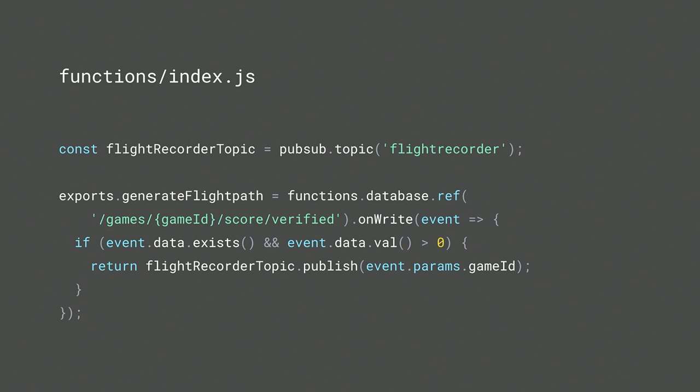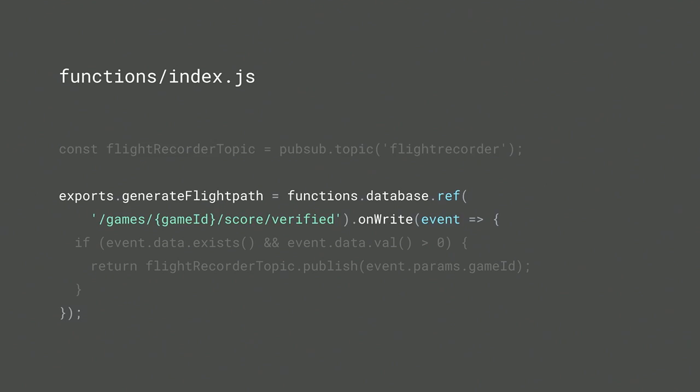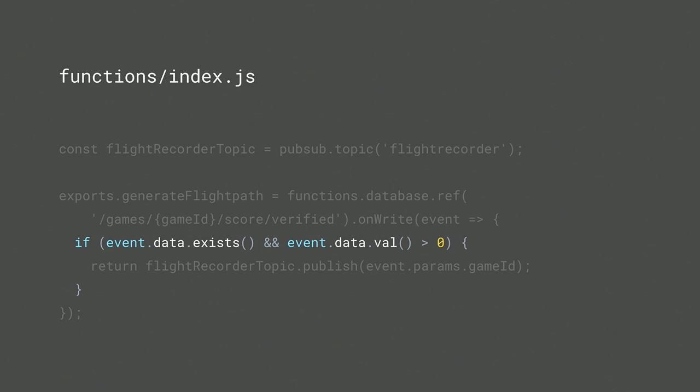And so we write the code. Again, like Alex did earlier, we start with a PubSub topic defined from the Google Cloud SDK. We have a database reference, this time linked to the score verified subnode of a game, so that only games verified from the first example trigger this. We do a final check to make sure that we're adding a new node and not removing it. And then we push this onto PubSub.